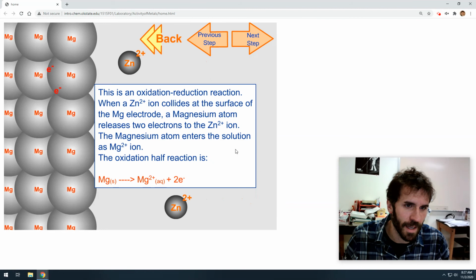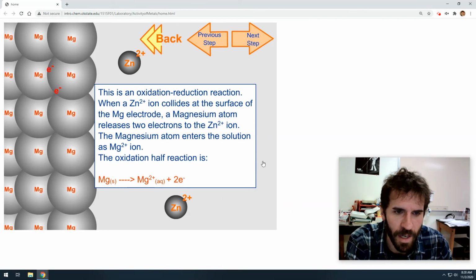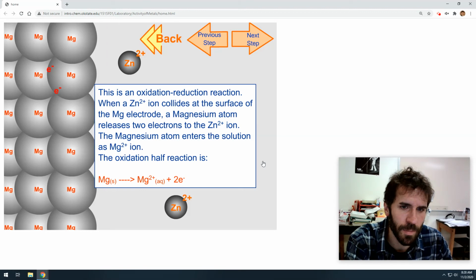And there it is again. So, it's taking us step by step. So this is an oxidation reduction reaction. When a zinc 2+ ion collides at the surface of the magnesium electrode, a magnesium atom releases 2 electrons to the zinc 2+ ion. The magnesium atom enters the solution as Mg2+.